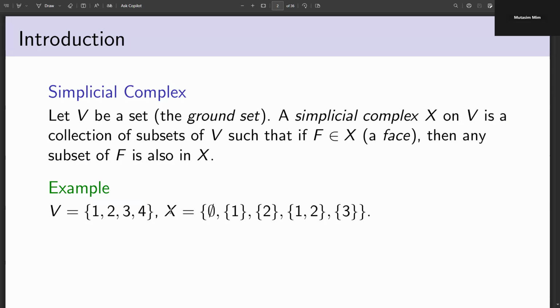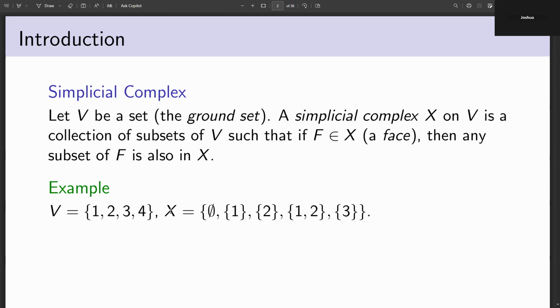So for us, a simplicial complex is an abstract simplicial complex. We have a finite ground set. We usually never care about the infinite ones, but many of the results easily generalize to infinite cases. But for us today, the ground set is finite, and we have a collection of subsets on that set that is closed under taking subsets. So if a set is in your collection, any subset of that set is also in your collection.